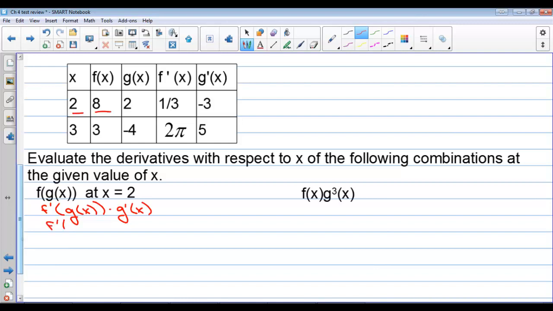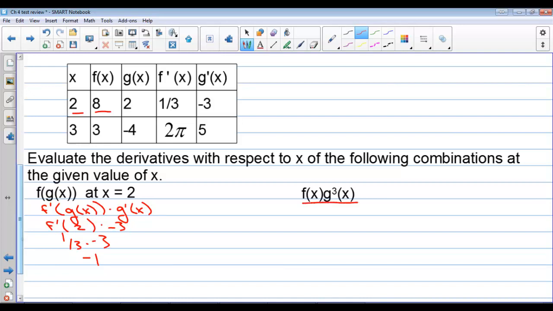So f prime of g of 2 is 2, hmm, I mean f prime g of 2. And then g prime of 2 is negative 3. And then now I need f prime of 2, which is a third. So 1/3 times negative 3, we get negative 1.